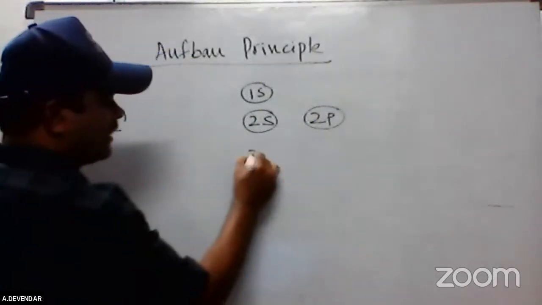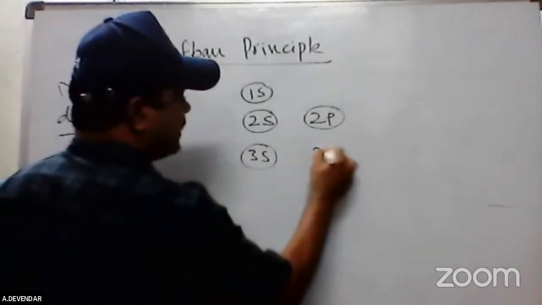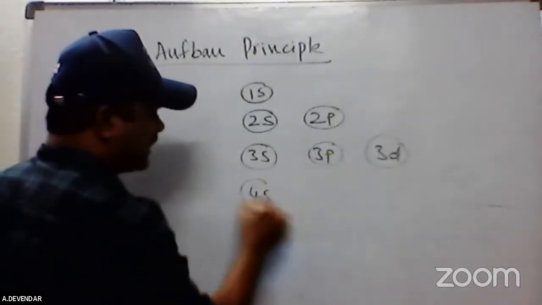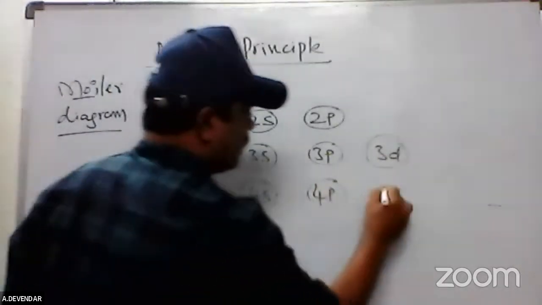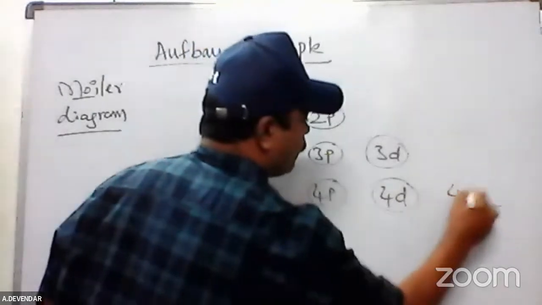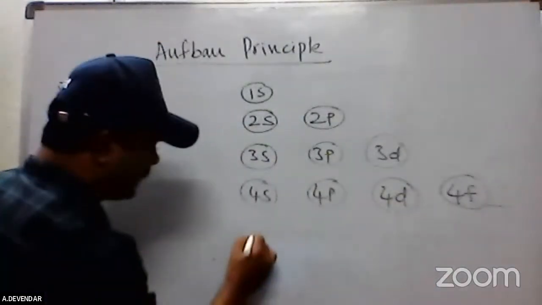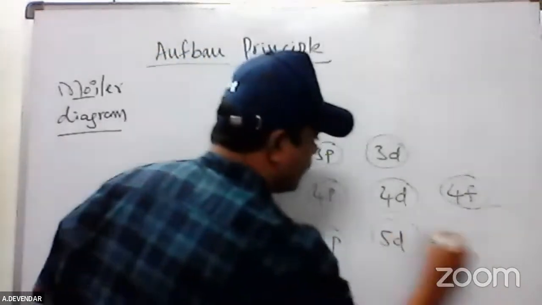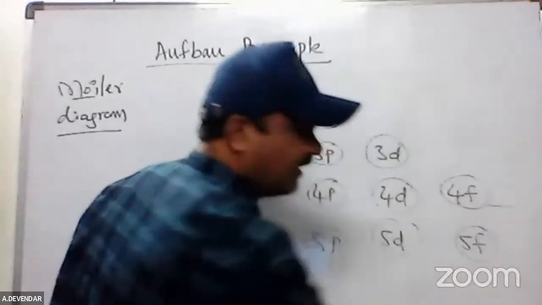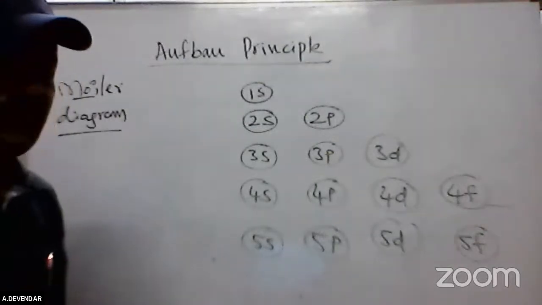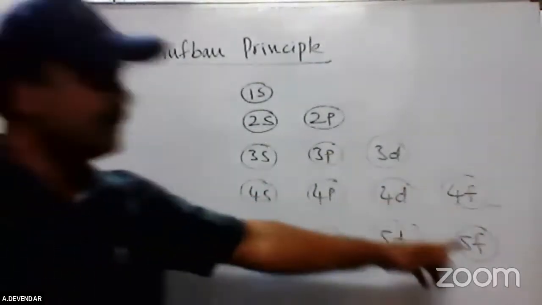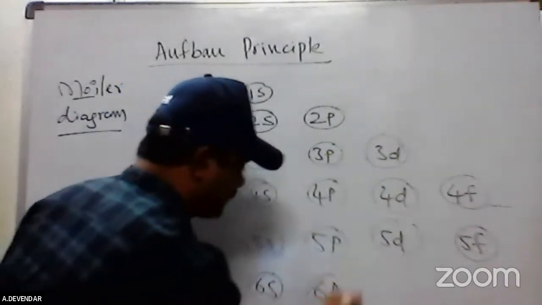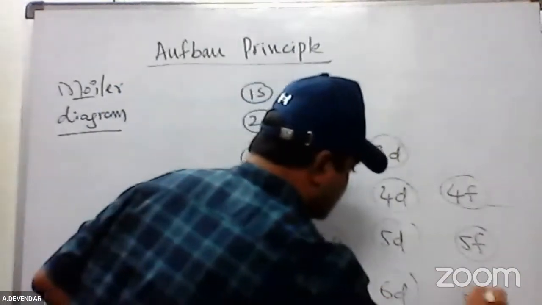2s and 2p. Third orbit, what is there, sir? 3s, 3p, 3d. 3 are there. Fourth orbit, what are there, sir? 4s, 4p, 4d, and 4f. Okay. And the fifth orbit, sir? 5s, 5p, 5d, 5f. Any more? The maximum orbitals are only up to f, that means 4 only. Like that, 6s, 6p, 6d, 6f.